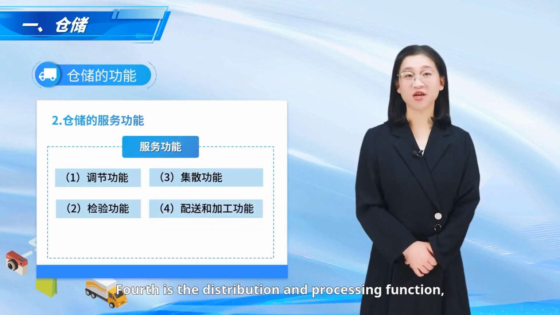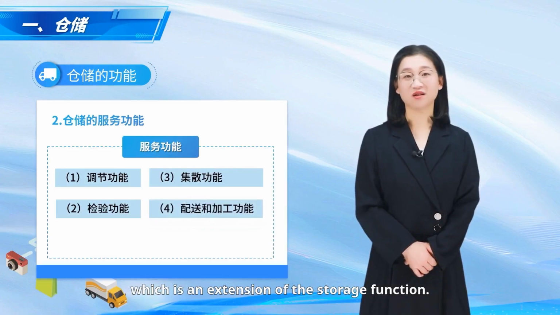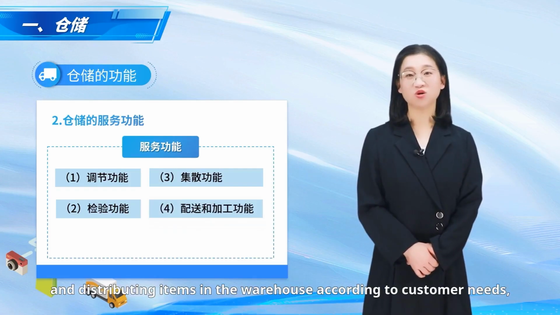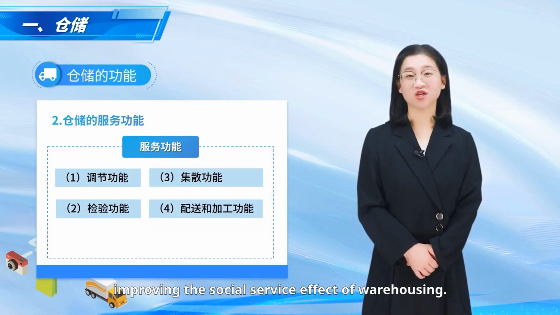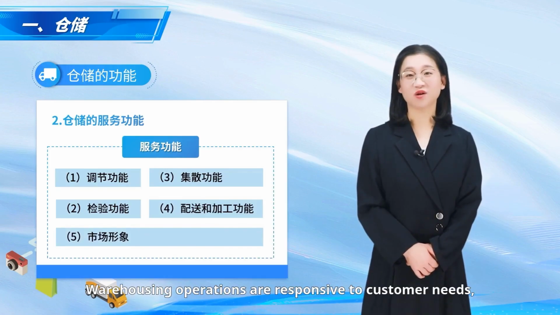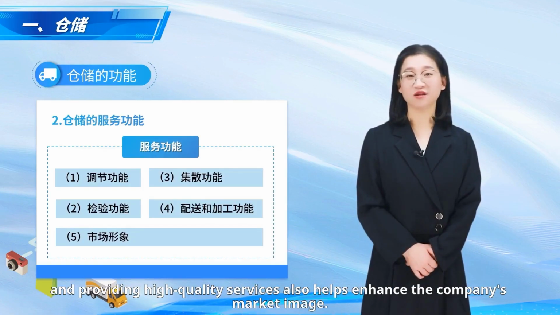Fourth is the distribution and processing function, which is an extension of the storage function. Items are processed, packaged, assembled, sorted, and distributed in the warehouse according to customer needs, improving the social service effect of warehousing. Fifth is the market image function. Warehousing operations are responsive to customer needs, and providing high-quality services also helps enhance the company's market image.